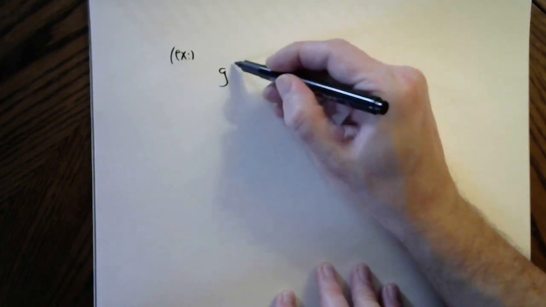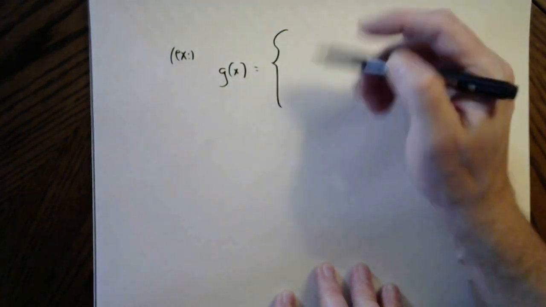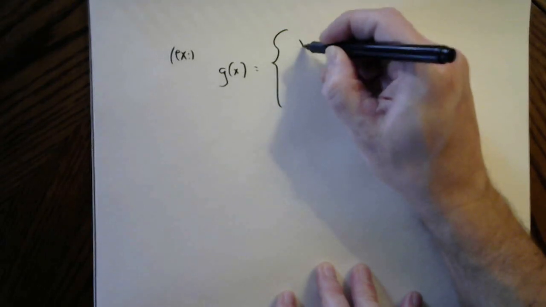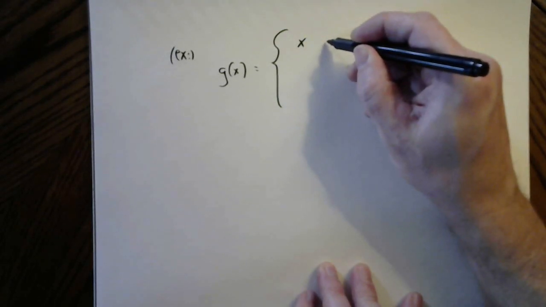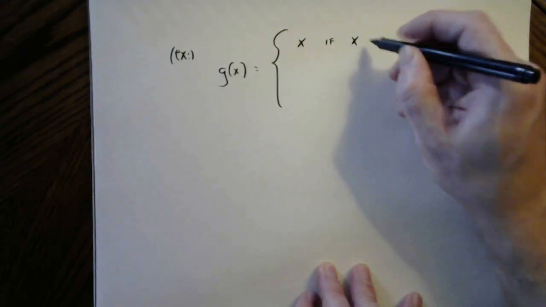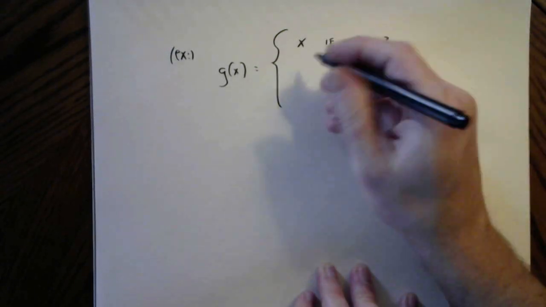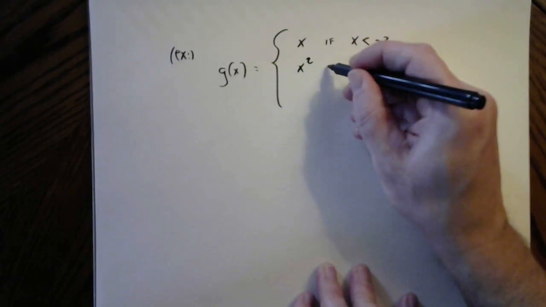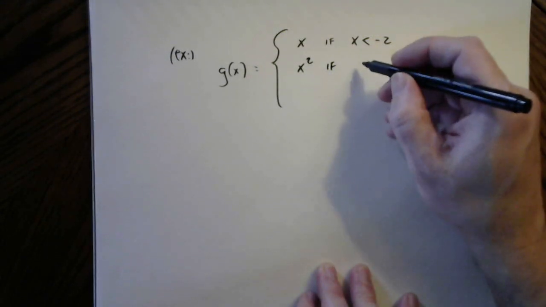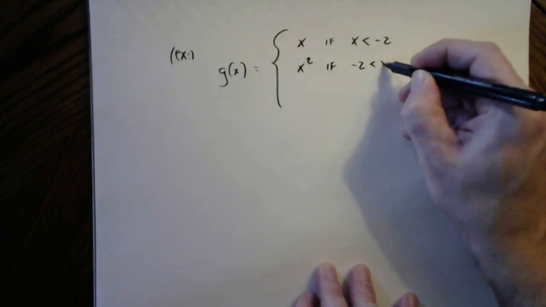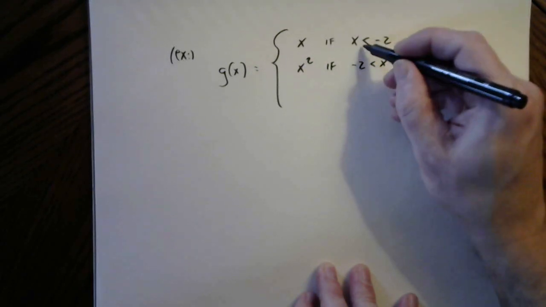Now, there's nothing that says it has to be 2 pieces. It could be 52 pieces. So let's just change the name. And we'll say this is x if x is less than -2, x squared if, and let's say -2, so if x is, I need to have, let's make this less than or equal to.